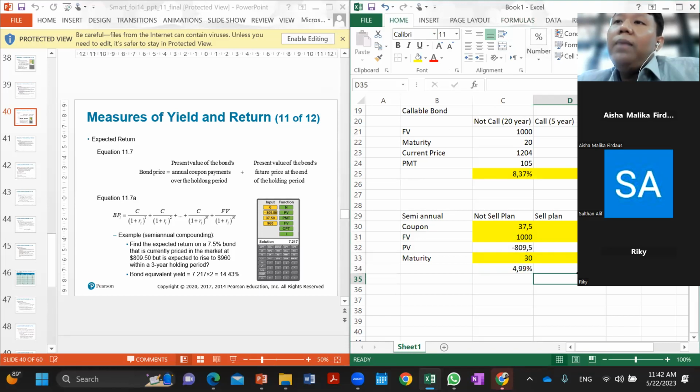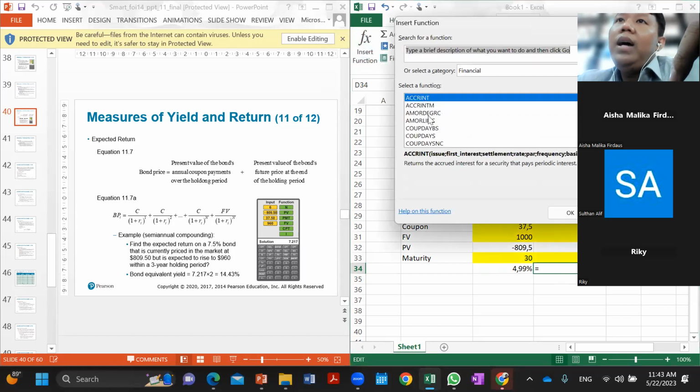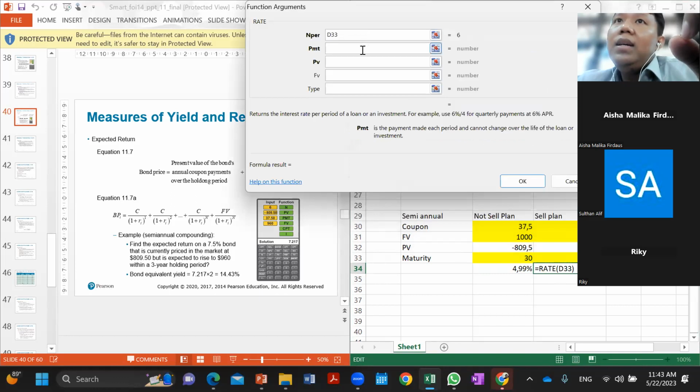The yield to maturity. And now we are planning to sell, for example, after 3 years. So we'll just put this formula and try to calculate the rate. Now the number of period is 6, because we are holding it only in 3 years. The payment is 37.5. The present value is the current price.